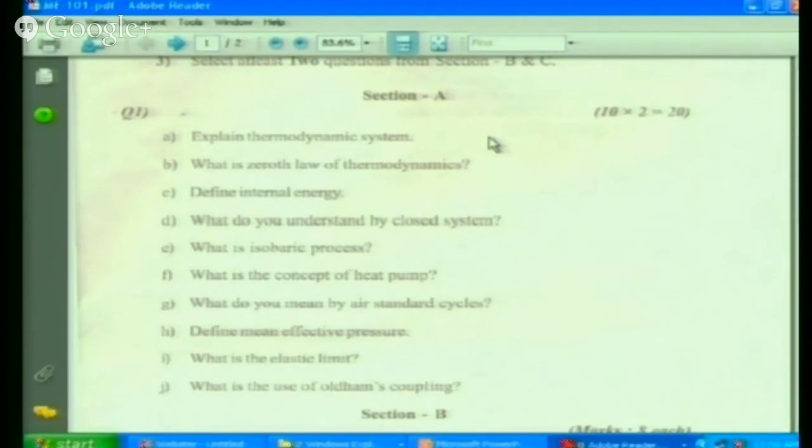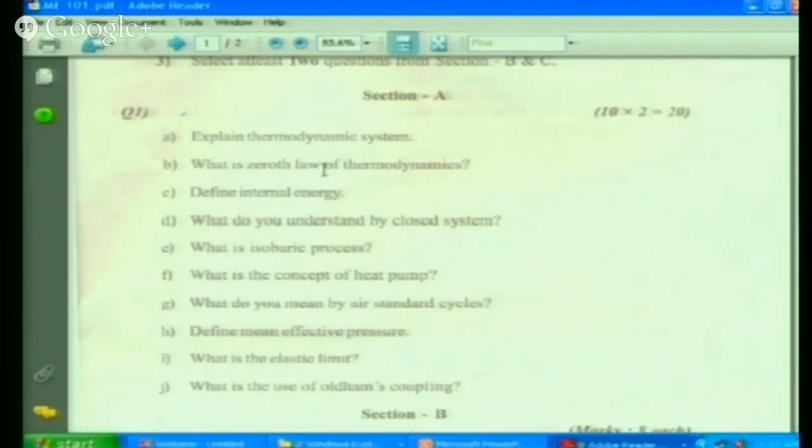zeroth law of thermodynamics? What is a law is not asked. It should have been state zeroth law of thermodynamics; that should have been the right way of putting it. Next is define internal energy. Next part, what do you understand by closed system?